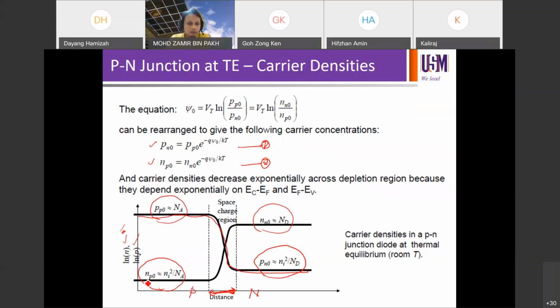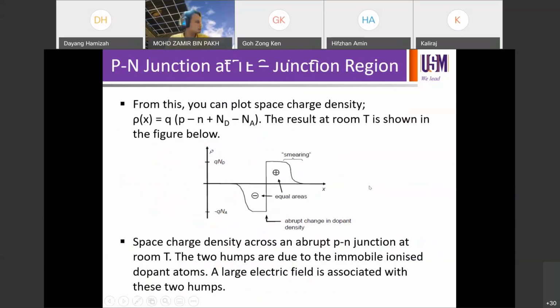All right, so these are the carrier densities in a p-n junction diode at thermal equilibrium at room temperature. Note the shape of the curve and the profile first. From this plot, you can plot the space charge density in the SCR, and that is given by this equation, Q times (P minus N plus ND minus NA). The result at room temperature is shown below.